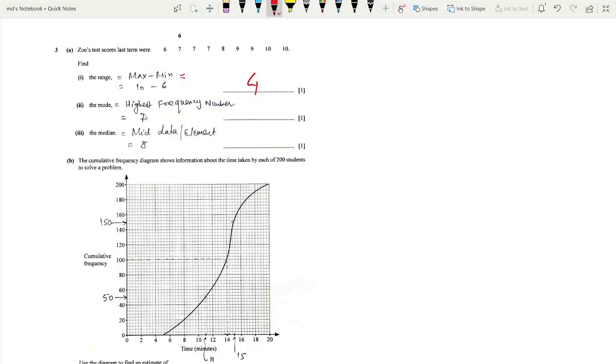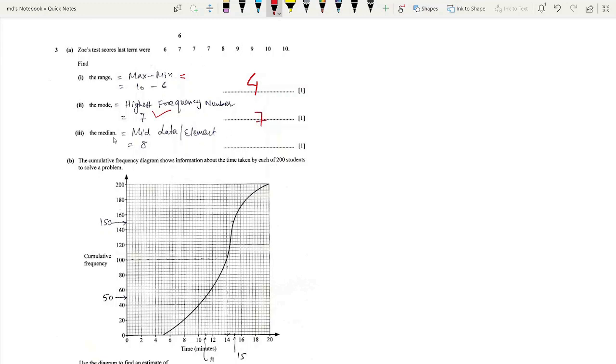And mode means the number which is appearing maximum times. So this is 6, and 6 is appearing 1 time, 7 is 3 times, 8 1 time, 9 2 times. So 7 is appearing more number of times, right? So mode will be 7. So here we will write 7.